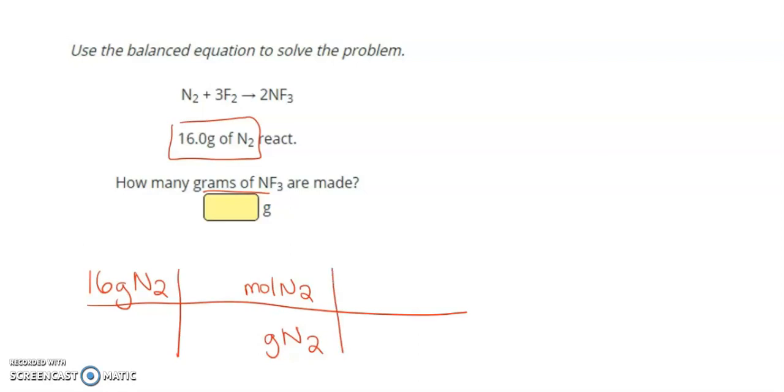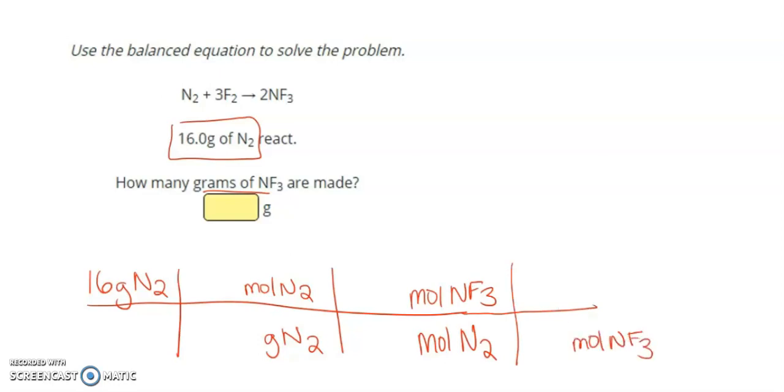So I'm going to drag down moles N2. It's okay that there are no numbers yet, we're just setting up the ratios. Now for moles N2, I can use the balanced equation and get to moles NF3. I can't go to grams NF3 yet, but I can use the balanced equation to get to moles NF3. Well, that's not grams NF3, so I need another column. I'll drag down moles NF3. And from there, I do know how many grams of NF3 are in a mole of NF3, so I can put grams NF3 at the top.